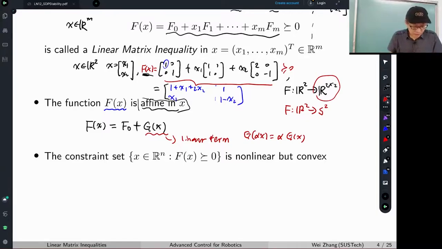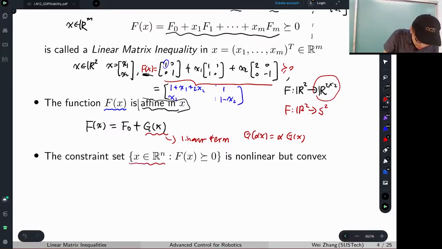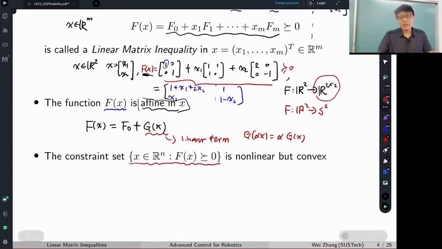x is a vector, and it maps a vector to a matrix. If this bothers you, think about the matrix as another vector. In this case it's a 2x2 matrix. You can think about it as a four-dimensional element, if that helps you. But to me, it doesn't matter. It maps from a vector to a matrix. Another important thing is that whenever you see this matrix inequality constraint, it's nonlinear, but convex. So I'm going to ask maybe Yang Xing to prove it. How to prove this is convex?